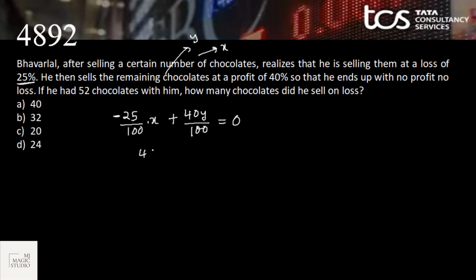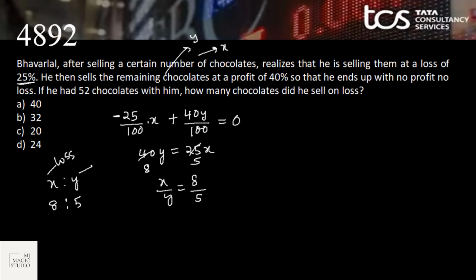If I cancel out this 100, 40Y equals 25X, so X upon Y is 8 by 5. That means the ratio in which these two are sold is 8:5. The first at a loss of 25%, the second at a gain of 40%. If he had 52 chocolates with him, how many chocolates did he sell at a loss?